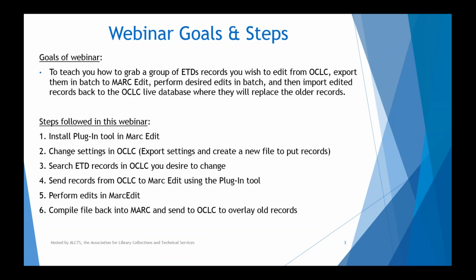So the steps we will follow in this webinar include, first, installing the plugin tool in MarcEdit. Second, changing the settings in OCLC Connexion, first the exporting settings from single record export to batch record export, then creating a new file to put the records we will edit. Third, searching the ETD records we desire to change in OCLC. Fourth, sending the records from OCLC to MarcEdit using the plugin tool. Fifth, performing the desired edits in MarcEdit to the ETD records. And finally, compiling the records back to MARC format and sending them to OCLC where they can overlay the old records.